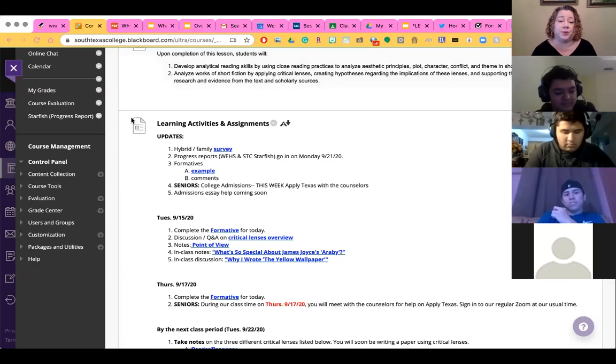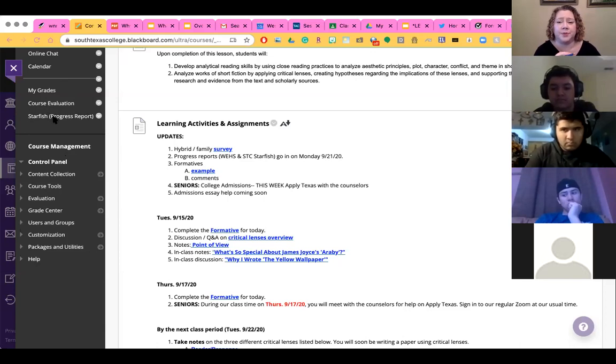Okay, item number 2, progress reports go in next Monday, just FYI. The STC Starfish is enacted. Starfish is their sort of early warning system that they have at STC, and they're really relying on it, especially for dual classes in our distance learning environment. So it's sort of like a progress report. I put a link on the navigation over here to Starfish. It just takes you to a link in your JAGNet.